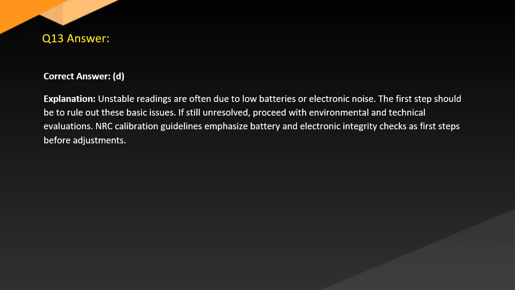Answer. Correct answer: D. Explanation. Unstable readings are often due to low batteries or electronic noise. The first step should be to rule out these basic issues. If still unresolved, proceed with environmental and technical evaluations. NRC calibration guidelines emphasize battery and electronic integrity checks as first steps before adjustments.